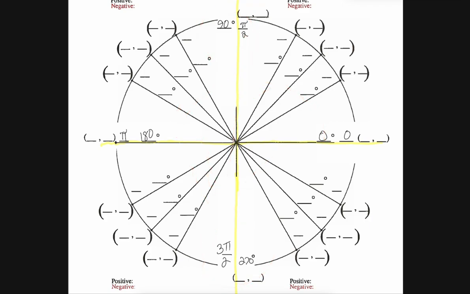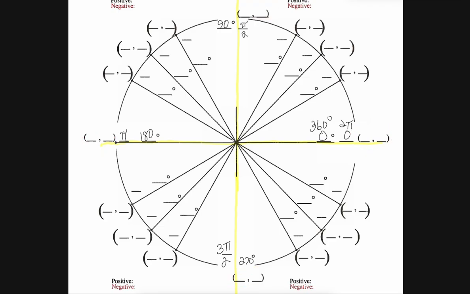Okay. And then 360 is also 2 pi's. So now let's talk about our quadrantal x and y values. That's what these little point things are. Let's fill those in.